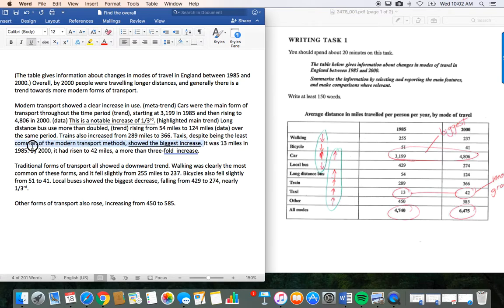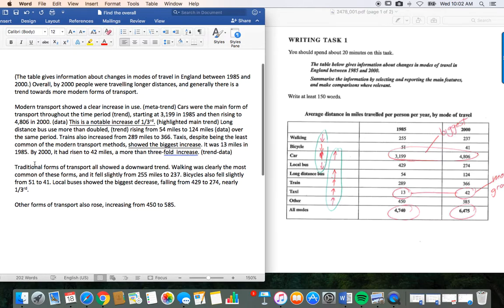It was 13 miles in 1985. By 2000, it had risen to 42 miles, a more than threefold increase. So again, trend data. Always you want to be doing that. I could have said more, like I could have highlighted that taxis were consistently the lowest. But again, for time and for word count, I've just left it out.